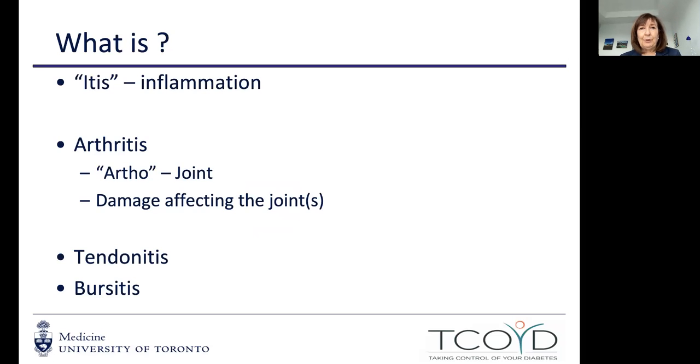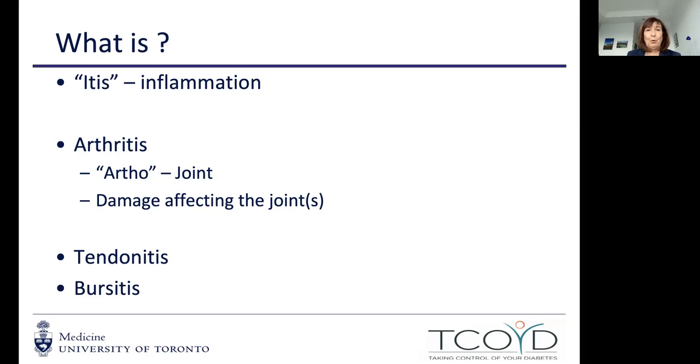I thought it might be helpful as well just to look at, well, what do we mean by itis? Well, itis refers to inflammation. And we have arthritis, which is inflammation of the joint, which eventually can lead to damage of the joint. We have tendinitis, which is inflammation of the tendon. And there's one other structure that might be helpful to think about, and that's called a bursa, which is a little cushion that actually helps protect the tendons and ligaments and muscles from getting rubbed on bony prominences. And these little cushions or bursa can get inflamed as well, and that's known as bursitis.